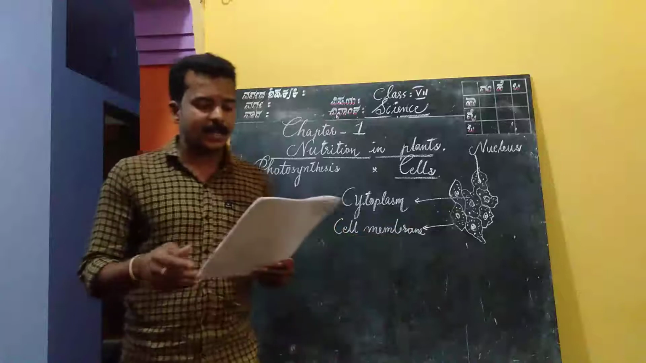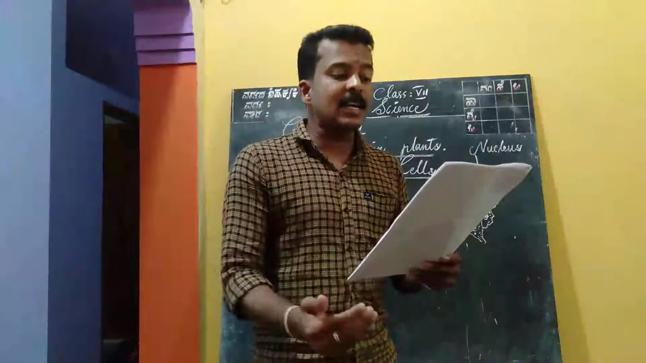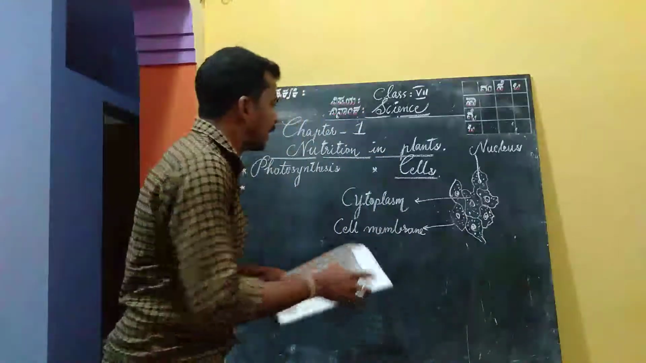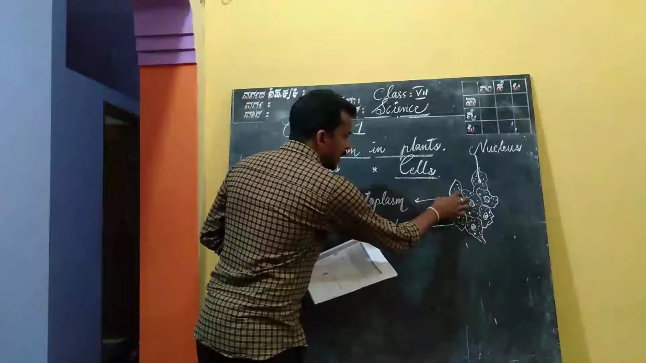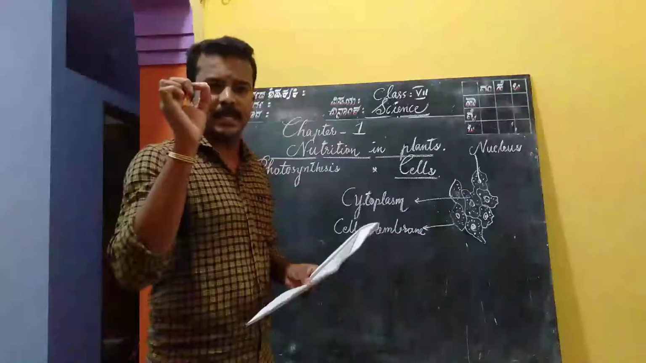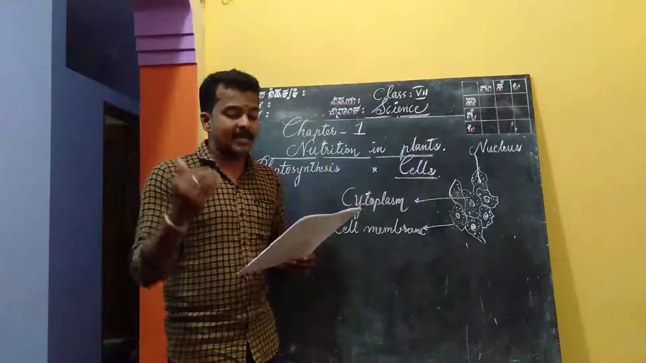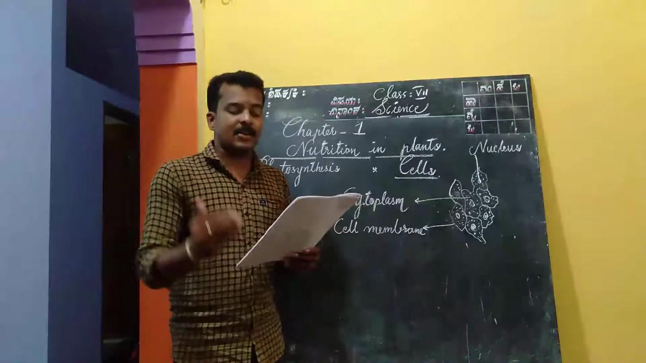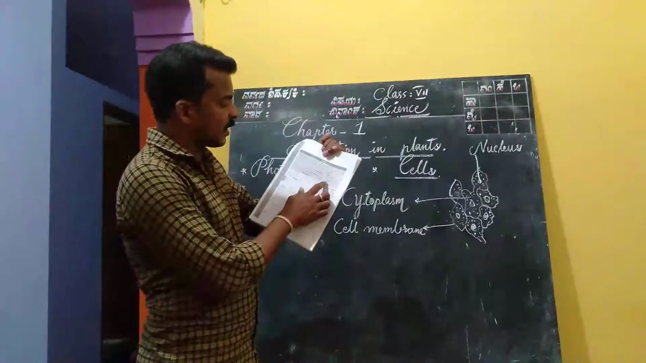Underline that. Most cells have a distinct centrally located spherical structure called the nucleus. See, this spherical structure, not circle. It is a spherical structure at the center of a cell, and that is called the nucleus. What is the nucleus? Most cells have a distinct centrally located spherical structure called the nucleus. In figure number 1.1 it is given clearly.